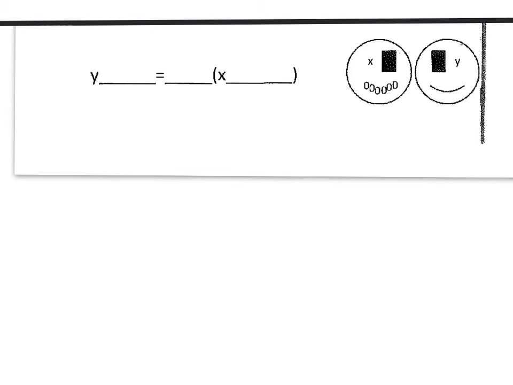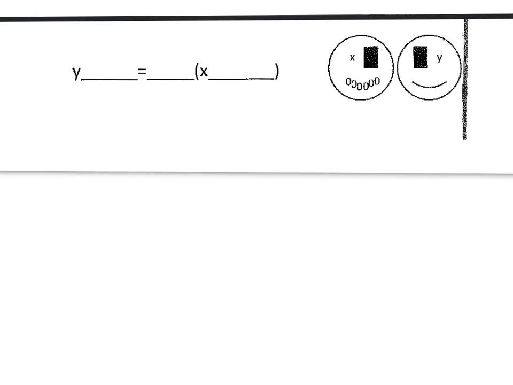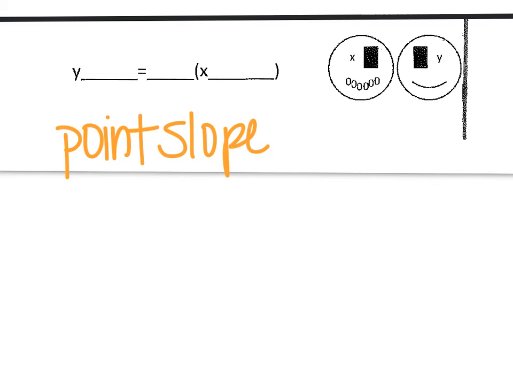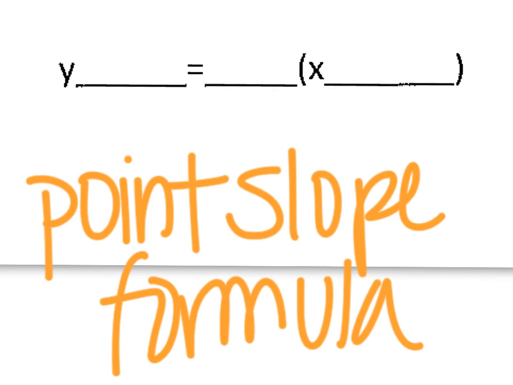The next section on our graph is the one that has this formula here. Remember, this is our point slope formula, and this is how we often write our point slope formula. And the way this is going to work is with y, we're going to put some sort of y value.